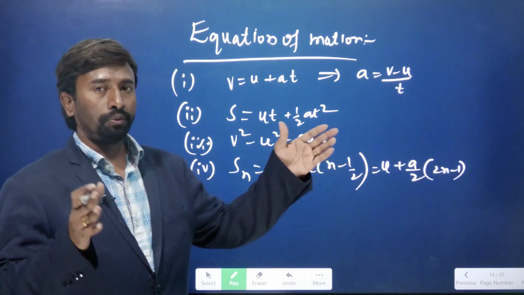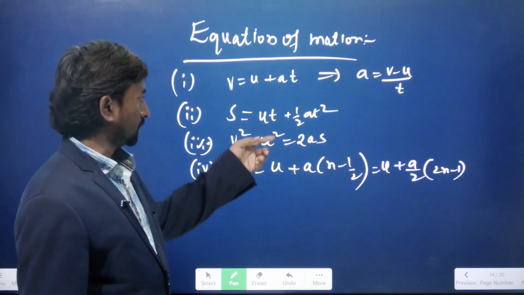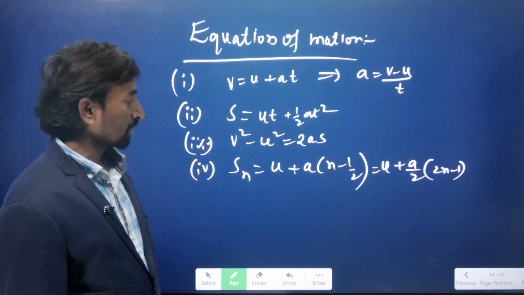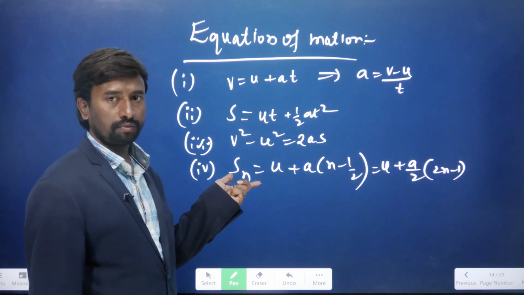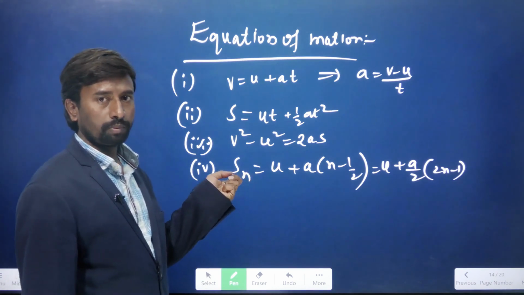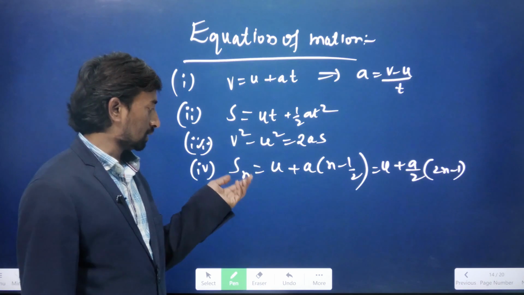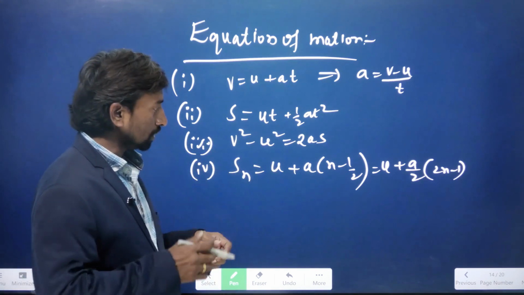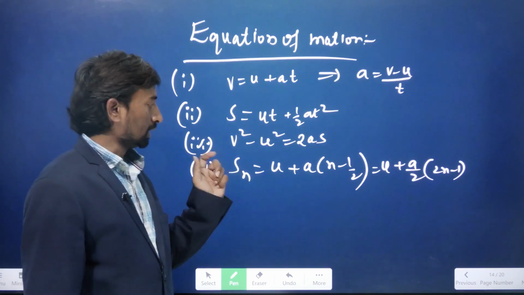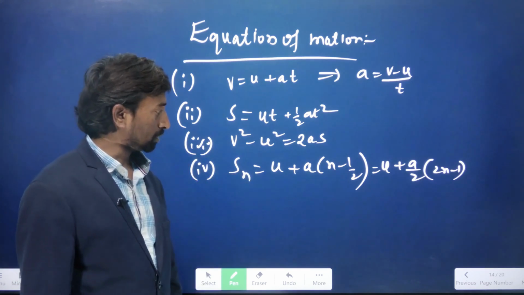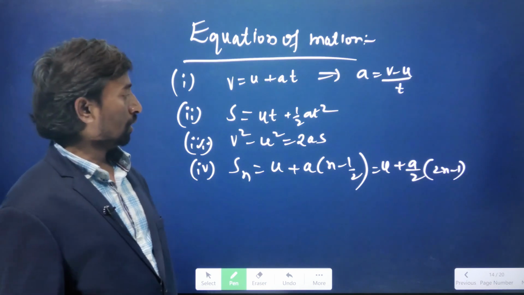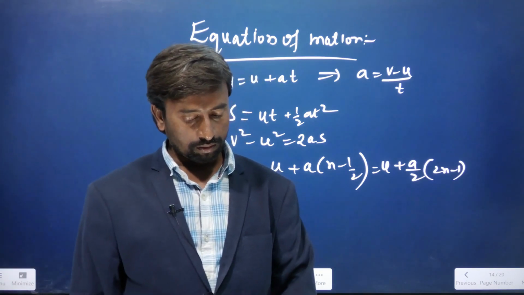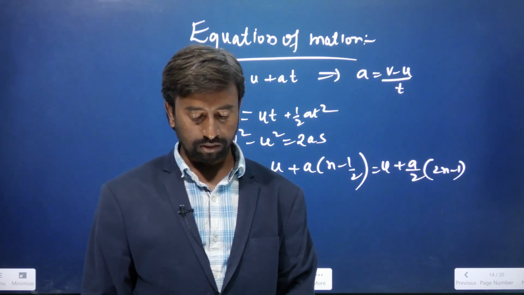In a certain duration of time, the distance traveled by the body will be given by the equation s is equal to ut plus half a t square. In a particular interval of time, it may be 1 second, 2 seconds, nth second, or 3 seconds, like that. So the equation will be given by Sn is equal to u plus a into n minus half, or u plus a by 2 into 2n minus 1. That is the four equations of motion.